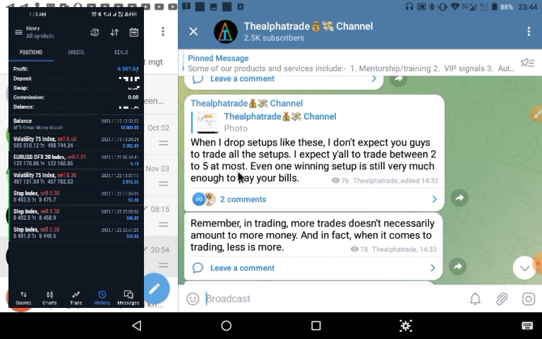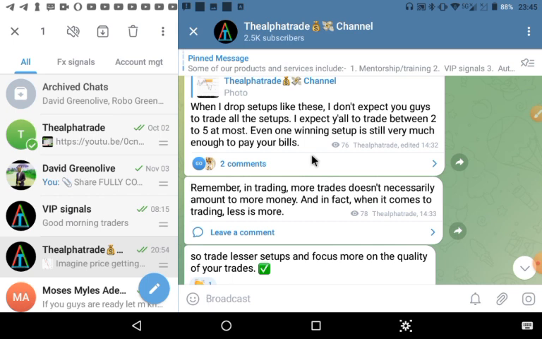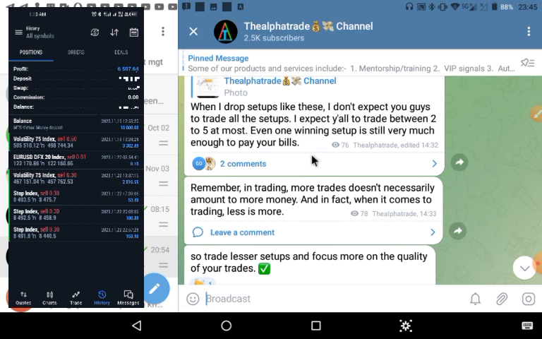I told them that when I drop setups like this, I don't expect you guys to trade all the setups. I expect you to trade between 2 to 5 at most. Even one winning setup is still very much enough to pay your bills. When I drop setups like this, I don't expect anyone to take all of them, because most times that's going to end up blowing your account, because taking all the trades might amount to poor risk management. But if you can take 2 quality setups or at most 5, you are sure of making enough money if both win, or at least if 2 out of the rest win.